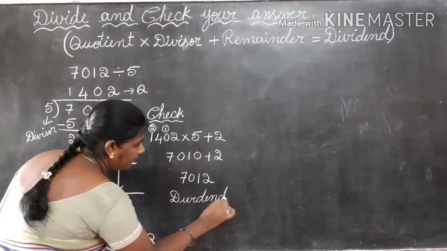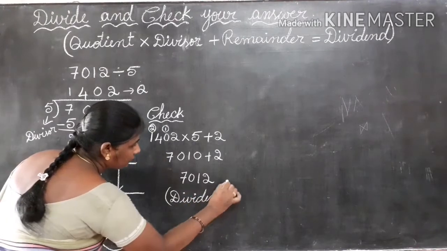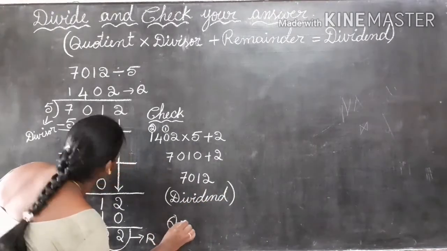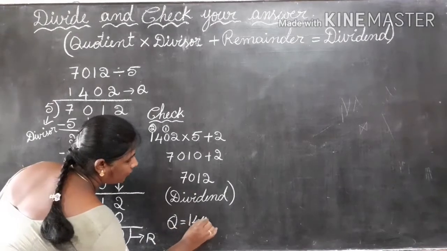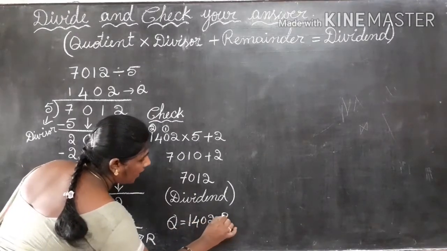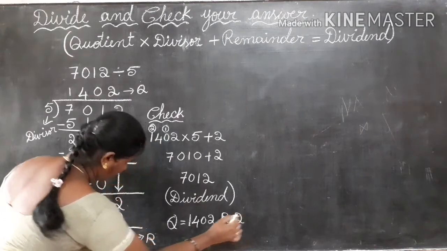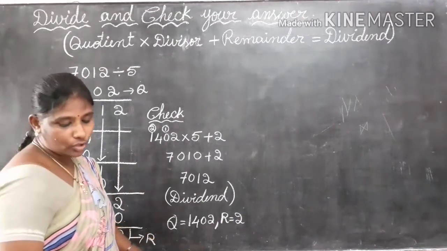It is dividend. Next we have to write quotient. Quotient is equal to 1402. Remainder is equal to 2.